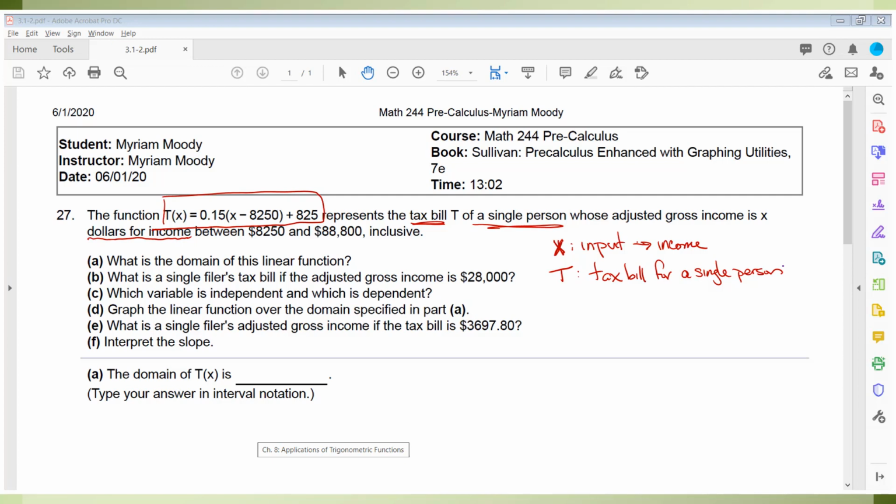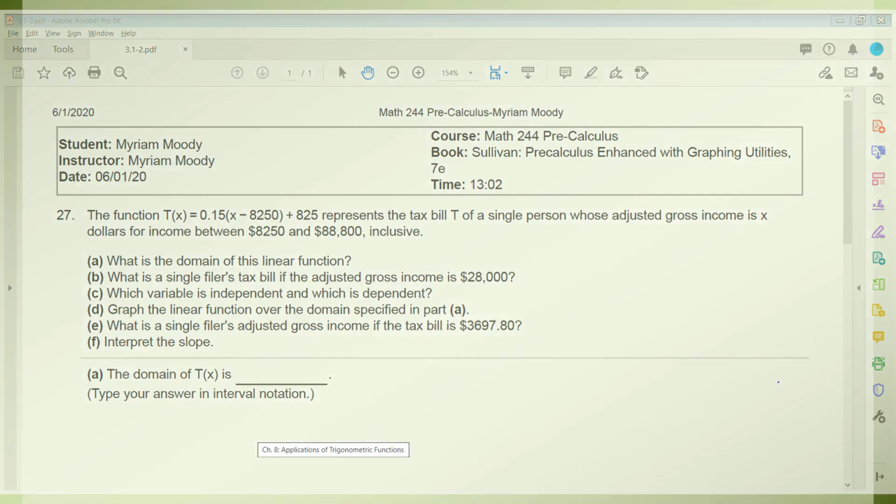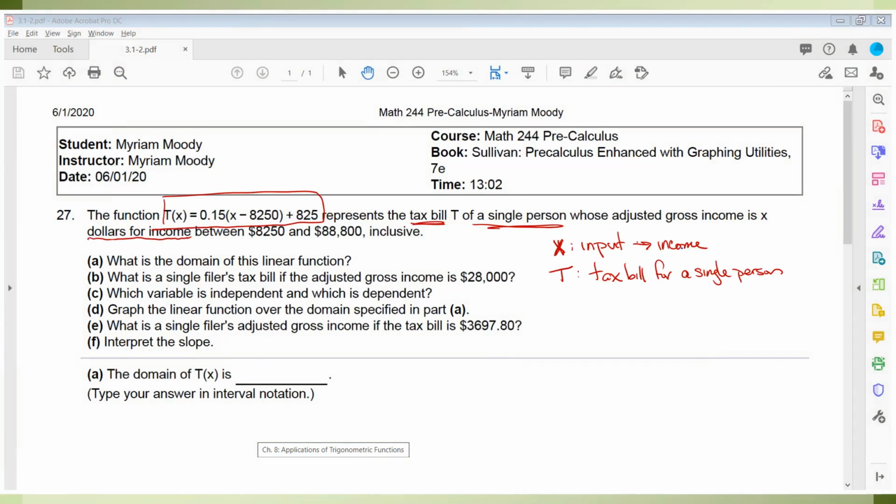now let's get to part A. Part A wants to know the domain of this function. So remember, in this case, the domain is the input, and the input is being represented by x, yes? And what did we say x represented? X is the income. Well, they told me something about the income. They said it was between $8,250 and $88,800, didn't they?